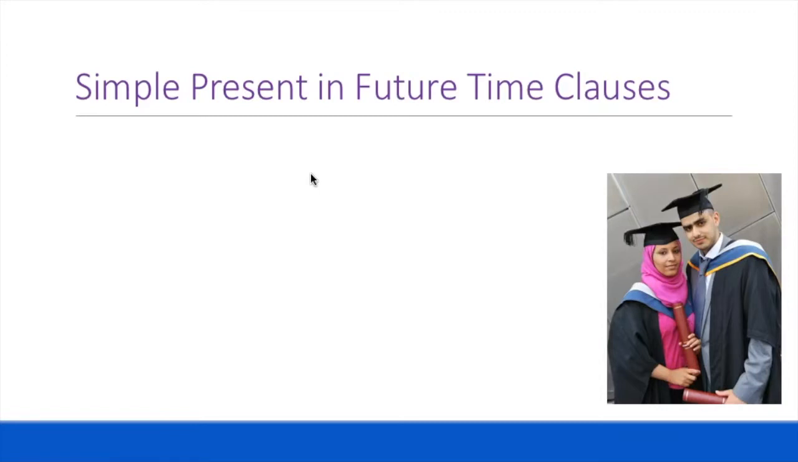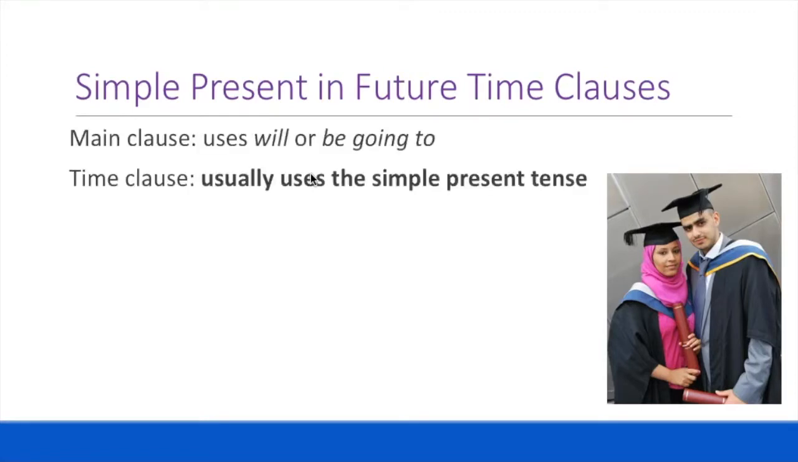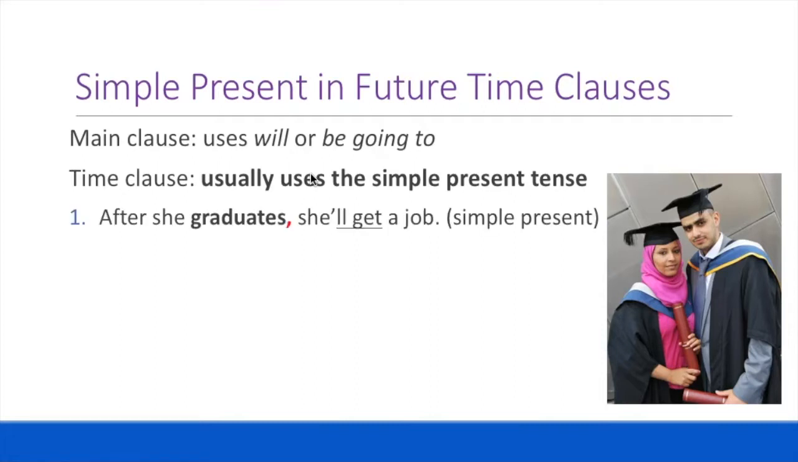In a sentence with a time clause, there are always two clauses, the time clause and the main clause. The main clause uses will or be going to, and the time clause usually uses the simple present tense. For example, after she graduates, she'll get a job. So here, graduates is in the simple present tense. Don't forget the comma when the time clause is first.